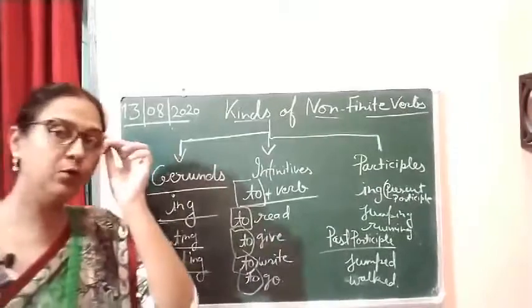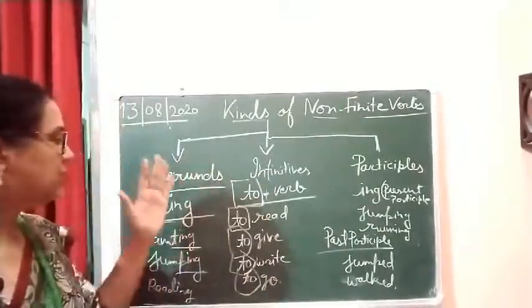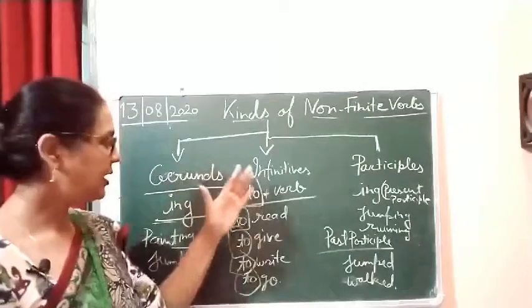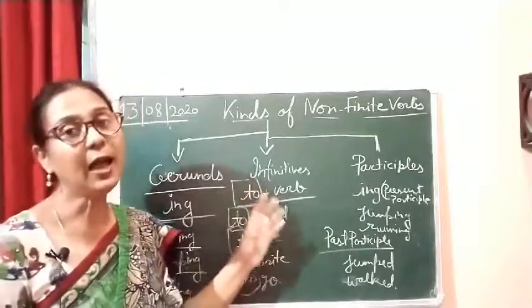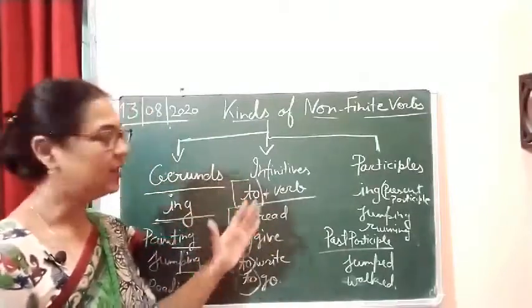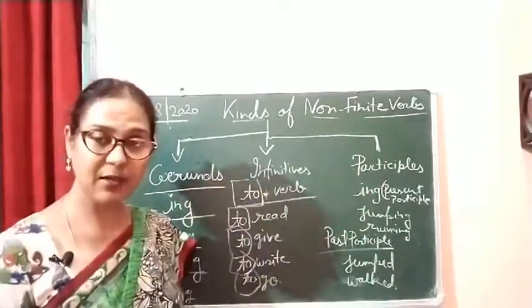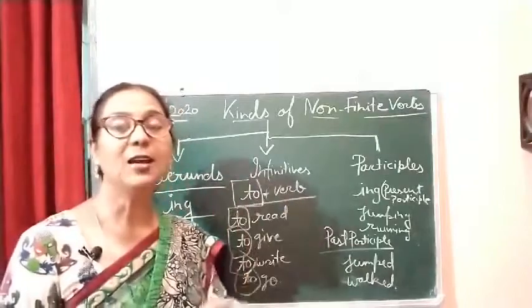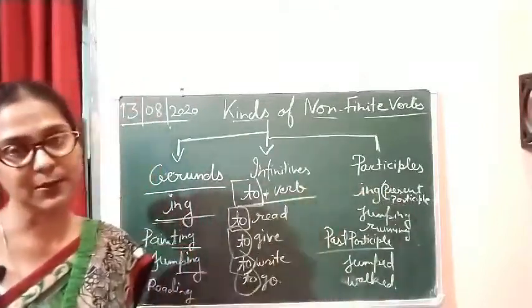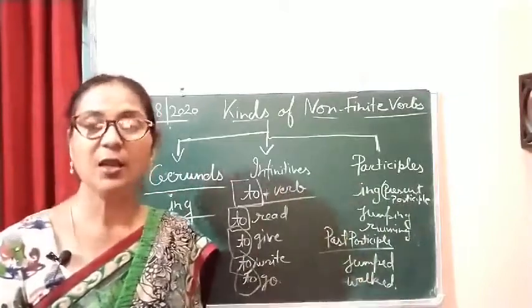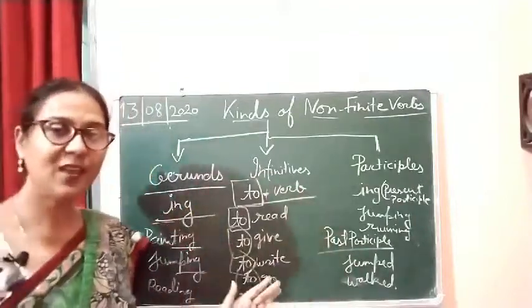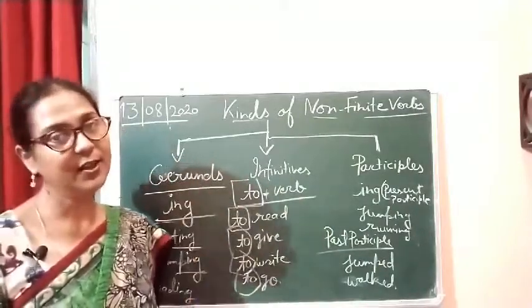So here we have discussed three kinds of non-finite verbs. First is gerund, in which we are supposed to use ing, and it is partly noun and partly verb. And infinitives are used with to before a verb. So to get, to read, to walk, these types of things we can consider infinitives. And participle is partly a verb, partly an adjective. Participle is present participle and past participle. In present participle we are using ing, and in past participle we are supposed to use ed after the main verb. So this way we have understood the kinds of non-finite verbs.